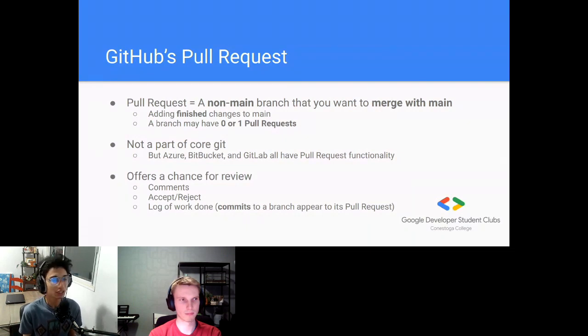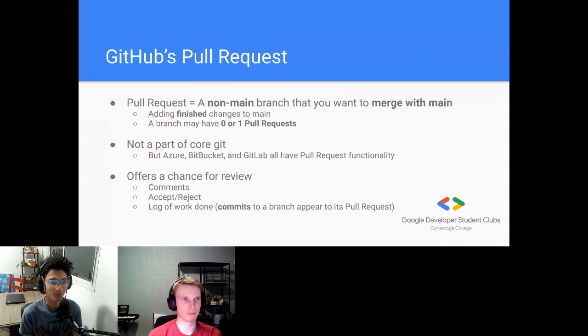So in other words, you make a pull request when you're adding finished changes to the main. So in my branch, it was the add text file with my name. I added that text file. It has my name. So now I'm going to be ready to make that pull request, right? And what's important to know is that a branch can have 0 or it can have 1 pull request.